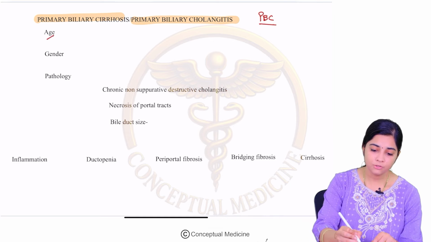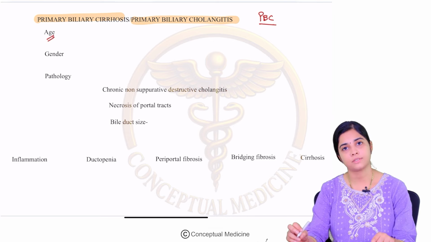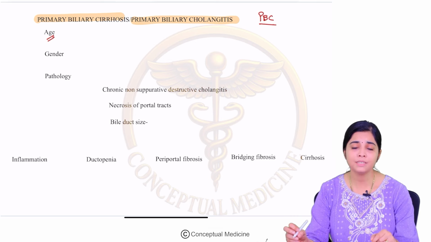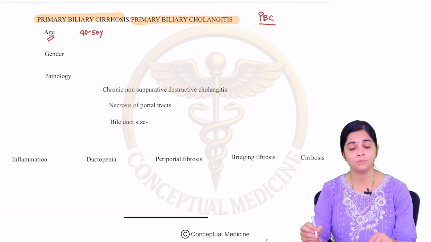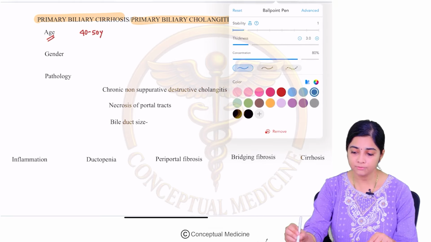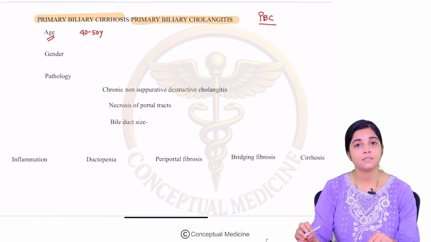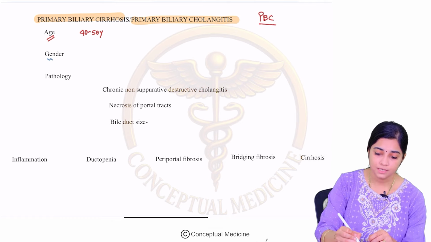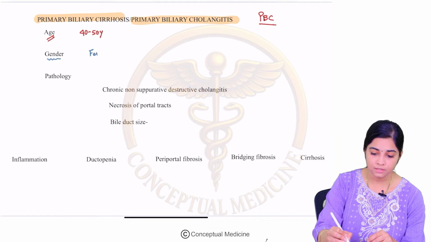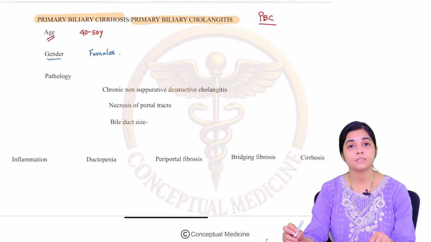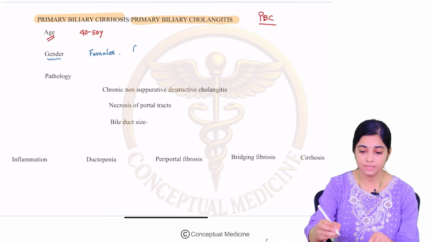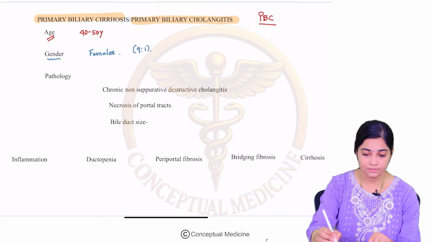So, what is the age group at which this primary biliary cirrhosis presents? Primary biliary cirrhosis basically presents at the age group of around 40 to 50 years. So, what is its gender predominance? It is more predominant in females. So, this is a more female predominant disease with a ratio of 9:1.